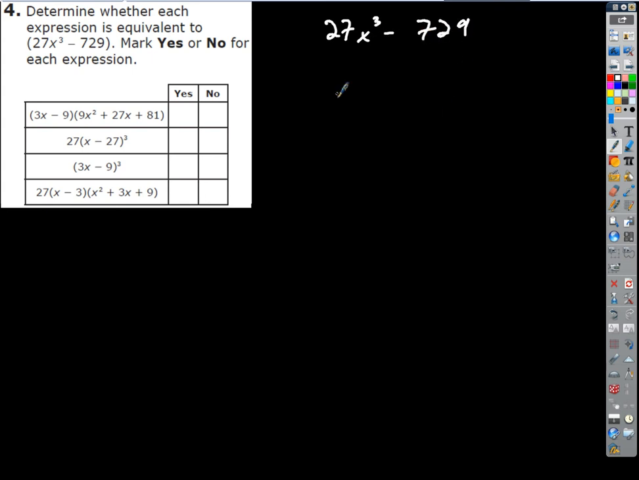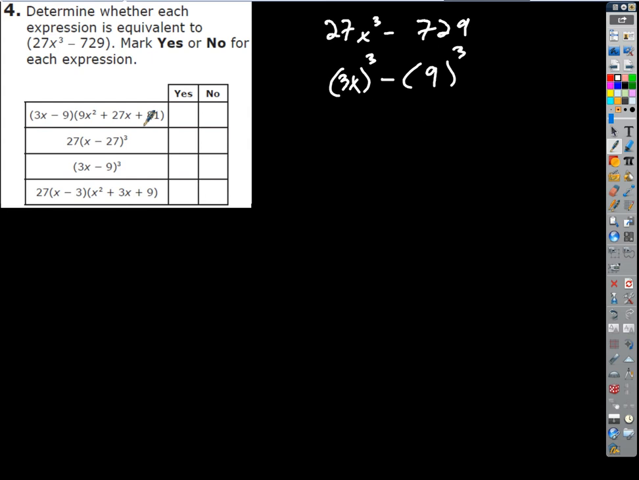Well, could I write that as a difference of cubes? Could I write it as something cubed minus something cubed? Yeah, I could. That would just be 3x, and 729 is a big number, but that happens to be 9 cubed. So I could follow the same pattern, and it would work out to be exactly that. There it is.